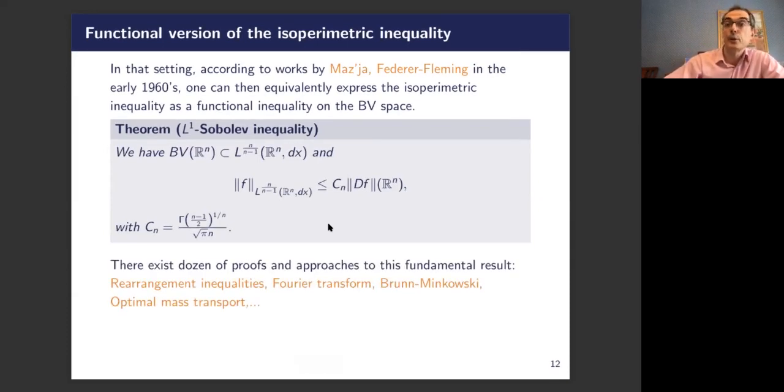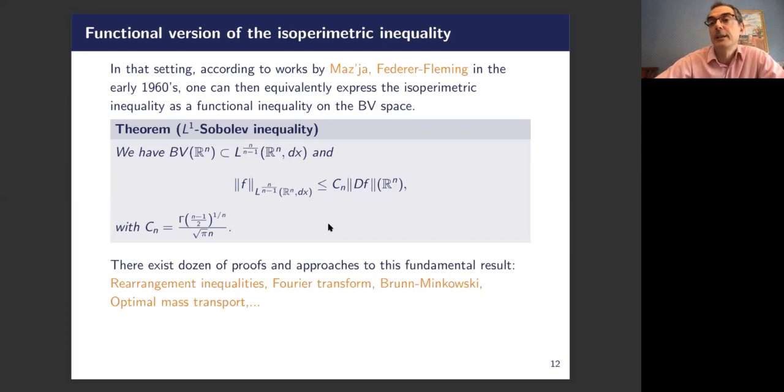There exist dozens of proofs of the L1 Sobolev inequality, or equivalently of the isoperimetric inequality in Rn. There exists a proof by rearrangement inequality, which is a proof by Gagliardo and Nirenberg. There exists a proof by Fourier transform techniques using the Riesz kernels. There exists a proof from convex analysis that relies on the Brunn-Minkowski inequality. There exists a PDE proof, an optimal transport proof, a probability proof. So there exist really plenty of proofs.